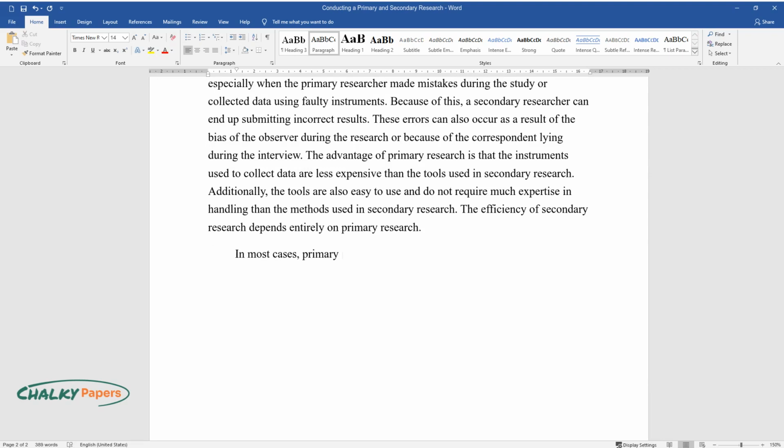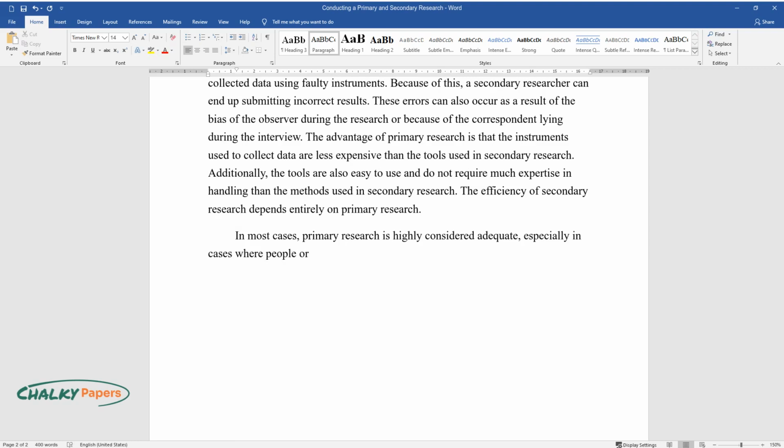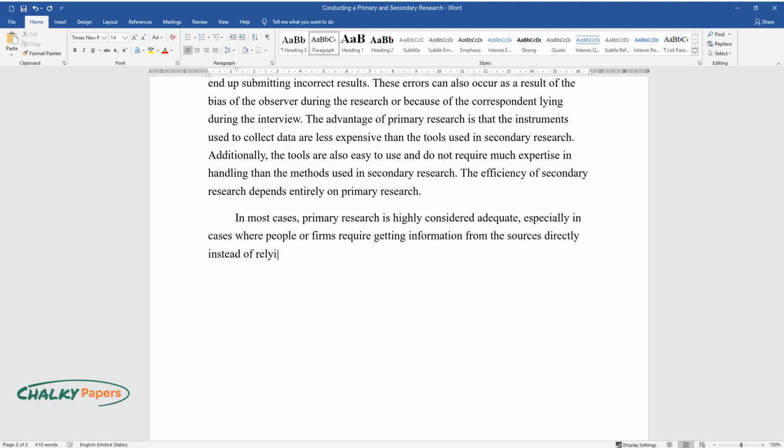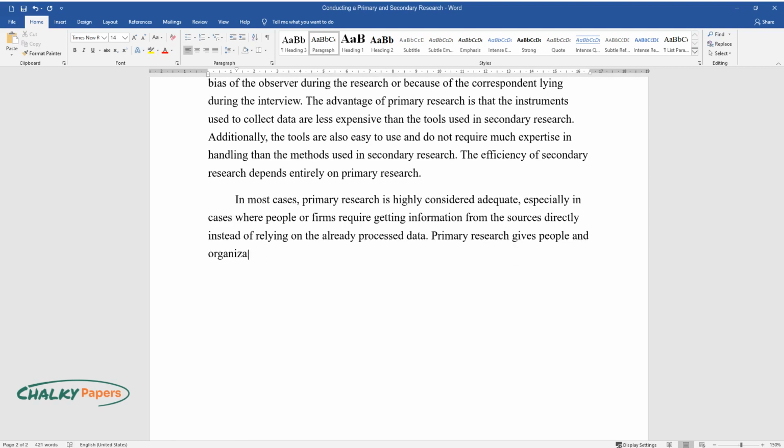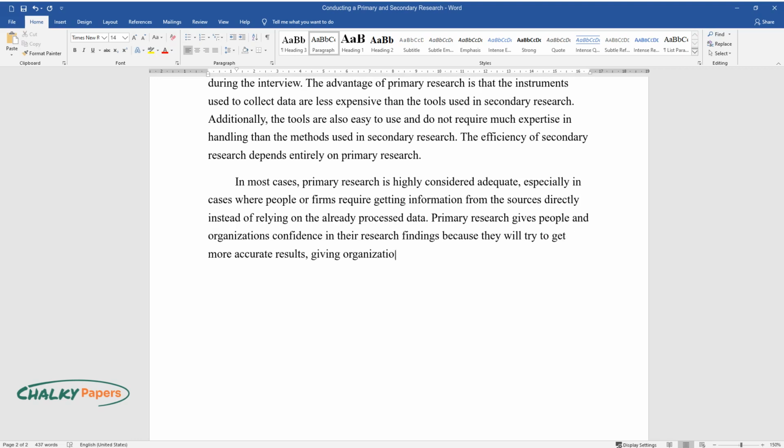In most cases, primary research is highly considered adequate, especially in cases where people or firms require getting information from the sources directly instead of relying on the already processed data. Primary research gives people and organizations confidence in their research findings because they will try to get more accurate results, giving organizations and companies more control over their collected data.